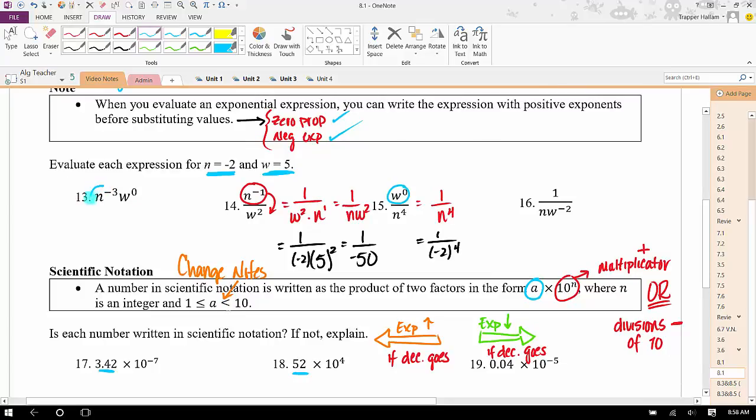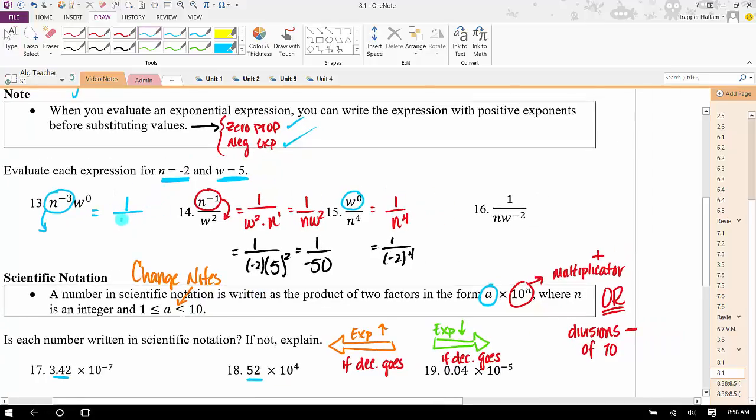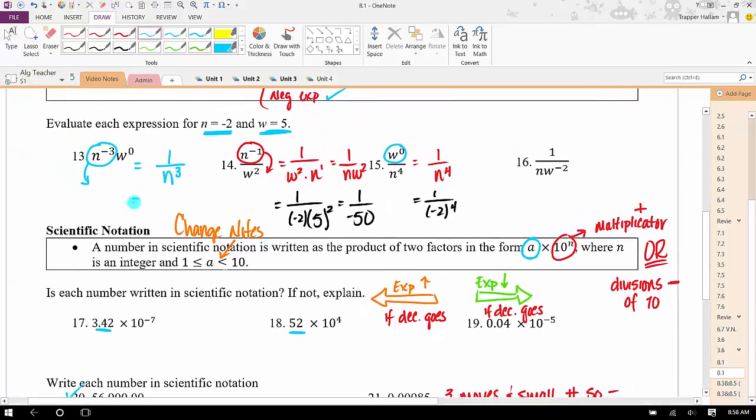So if we look at that, there's actually 2 things to clean up here. One is the n, it has a negative exponent, so it's going to move, and then the 0, anything to the 0 power is going to turn into 1. So we've got 2 movements. W to the 0, which stays in the numerator, is going to turn into 1. And then the n here is going to move to the denominator, and that 3 is going to become positive.